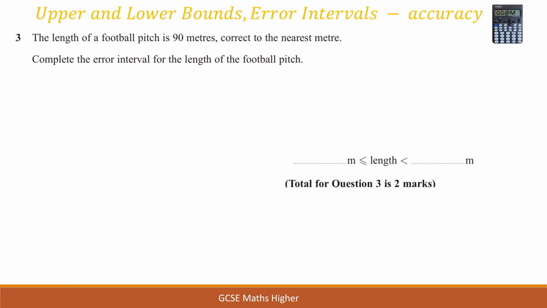Our third bounds question, the keywords are we've got 90 metres correct to the nearest metre, and again you've got to work out the error interval for the length of the football pitch. Again, you're writing your answers in here. This is worth 2 marks in the exam. Press pause, have a go at working out the answer, then press play when you're ready to hear the answer.